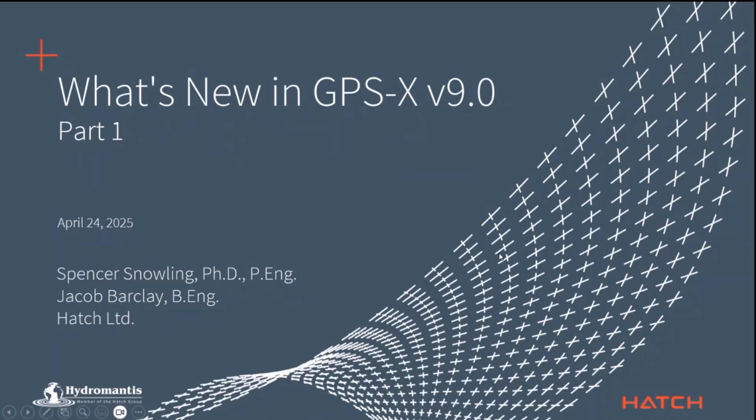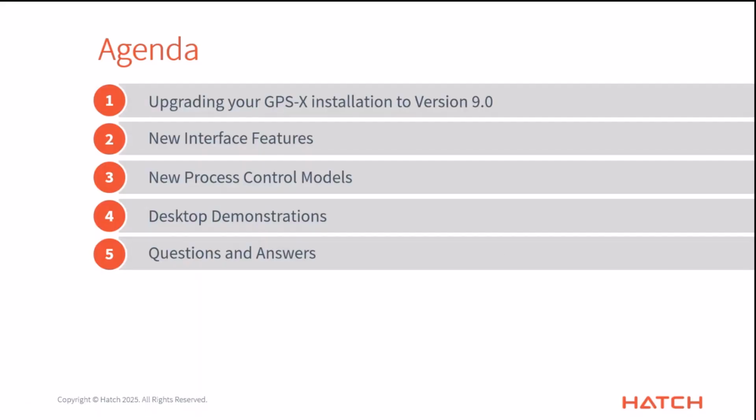Okay, so let's jump right in. We're going to start by talking about how you go about getting the new version 9. I'm going to talk for a little while about the new interface features that are available, and Jacob's going to jump in at that point and talk about some of the new process models that we have done, particularly process controllers that you can add to your model to operate your facility in a realistic way. And as always, we will be doing a number of desktop demonstrations along the way. And as I mentioned, we will answer questions at the end of the webinar that you have put into the chat.